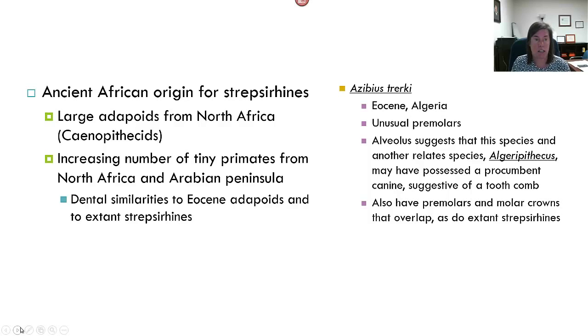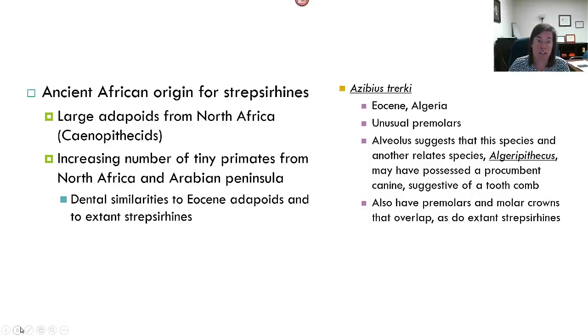So what can we tell based on all this variation in the morphology of these Adapids? What do we really know about their behavior and their origin and their taxonomy? Well, some people have suggested that there's evidence for an ancient African origin for the Strepsirhines. Remember, the earliest ones were found in North America, Europe, and Asia. So an ancient African origin is quite surprising to read about.